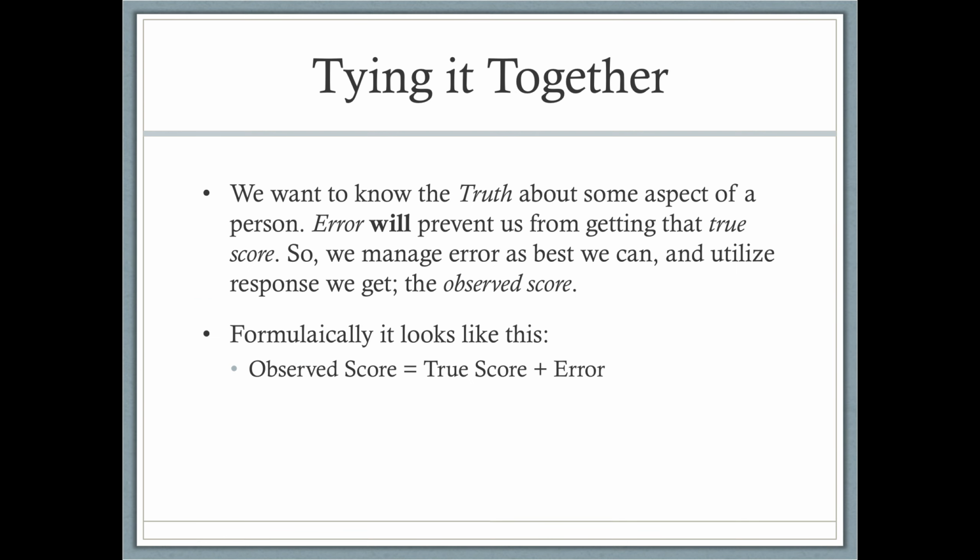So let's recap just briefly. And this is so not the end of this video. It's just to recap what we've covered so far. We want to know the truth about some aspect of the person, right? There's a scale for would this person be a good parent to adopt children? There's a scale, is this person with substance use problems likely to relapse? We want to know the truth about that. Can I trust this person? Is this person going to be a good leader? Whatever it might be, right? We want to know the truth about it. Error, that static, will prevent us from getting that true score.